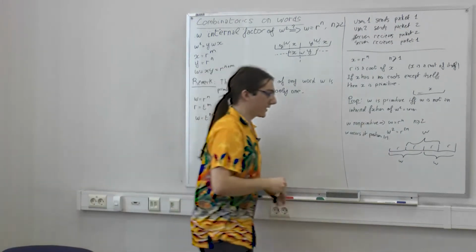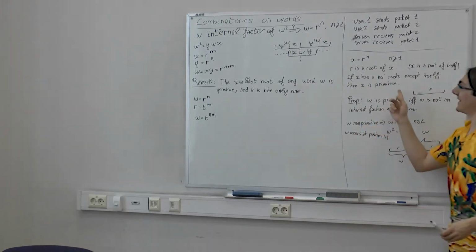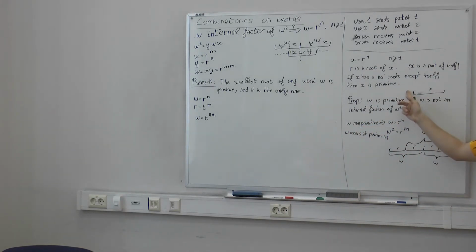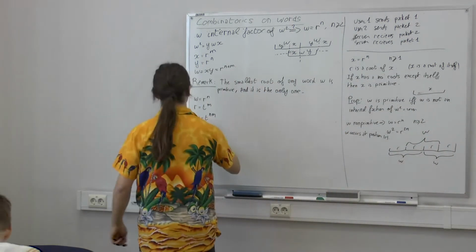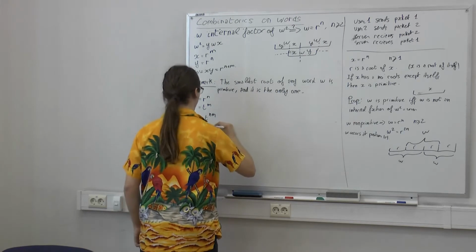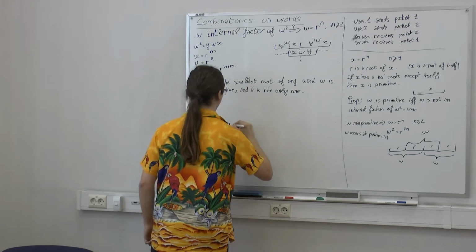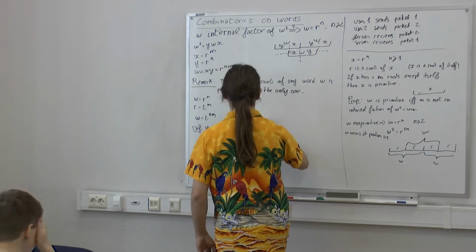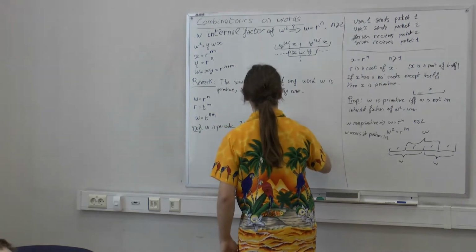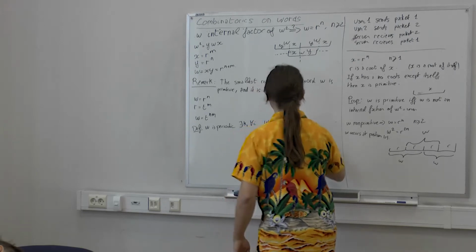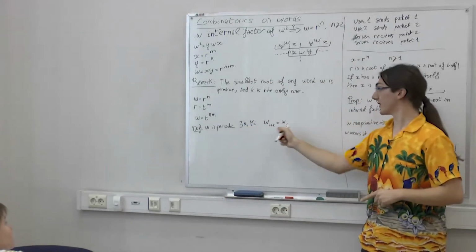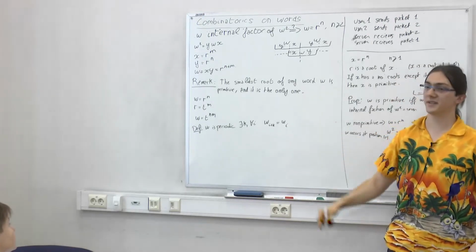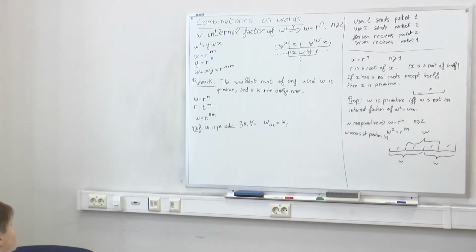Notice something. I didn't call this periodic. I called this root, and primitive if it's not, and so on. I didn't say periodic and non-periodic. Why? Because usually the definition of periodic is something like this. I say W is periodic if there exists some K in the right range such that for all i you have W of i plus K equal to W of i. You can translate the word and see the same thing. Usually this is how periodicity is defined for general functions and so on.